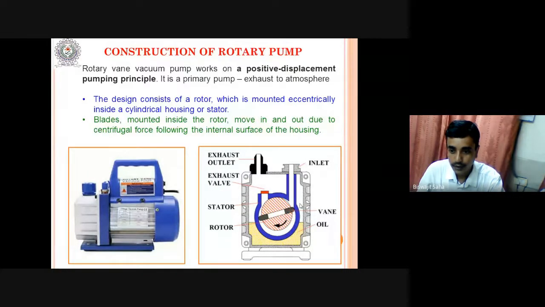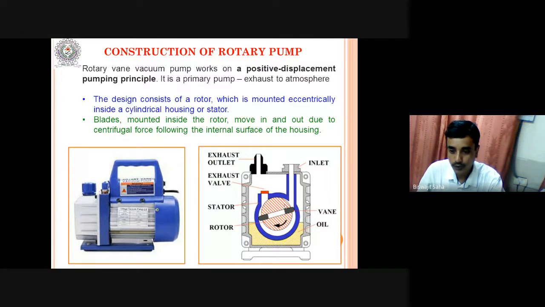And when this rotor rotates like this, you can see this white part volume is now trapped because this part is closed, and at this end also it is closed. So all the gas molecules here are now trapped inside this white colored cavity.